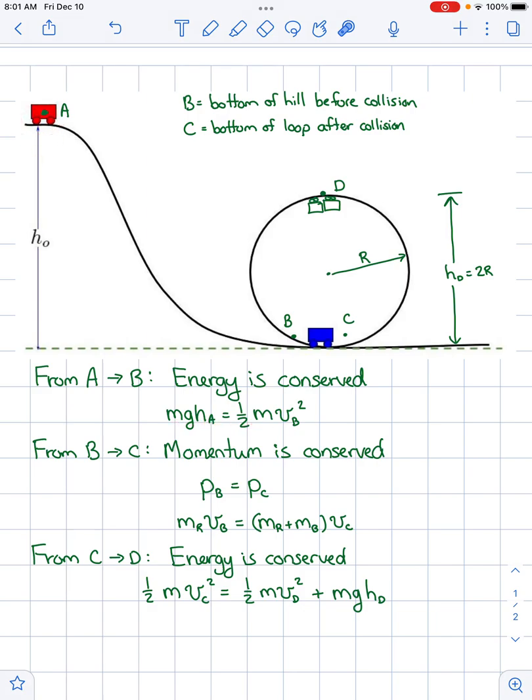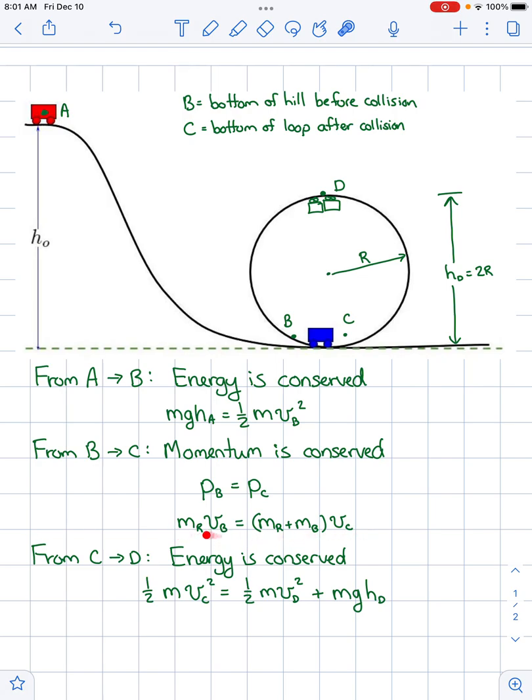Okay? Now, from point B to point C, energy is not conserved because there's a collision, but momentum is conserved. So from B to C, you can conserve momentum. So the momentum at B, right here, the red car before the crash, is equal to the momentum at C, which is the two of them after the crash, which I've labeled point C.